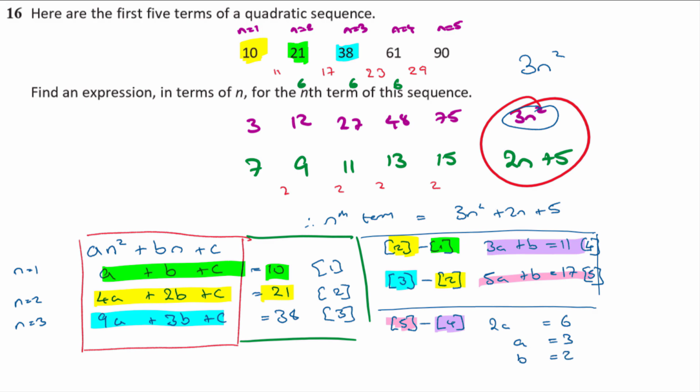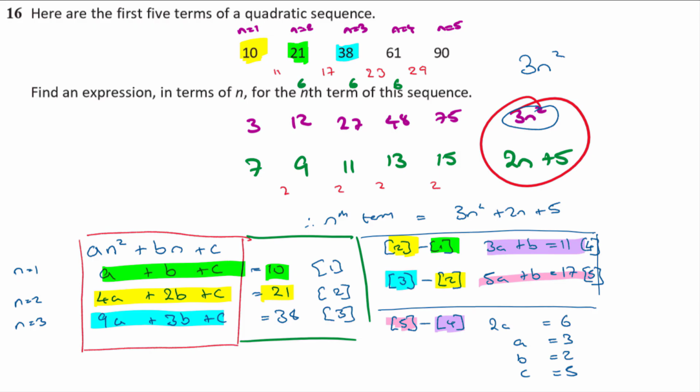Okay, and once I know b, then I can sub all those back into the first equation. a plus b plus c is 10. So a plus b is 5. And then what do I have to add on to get 10? It must be 5, so c is 5. Okay, so they're my solutions. a is 3, b is 2, and c is 5.